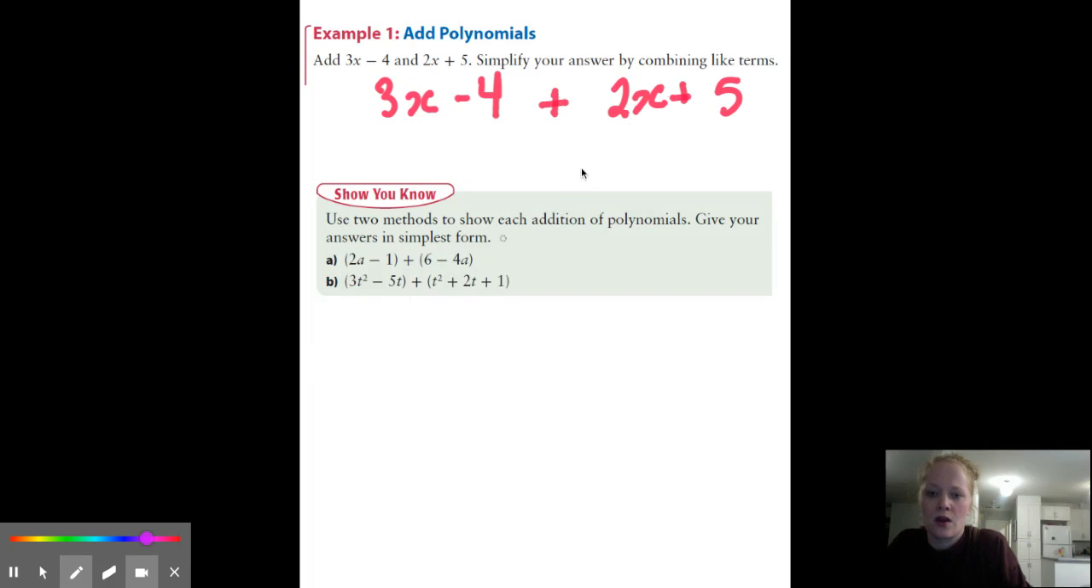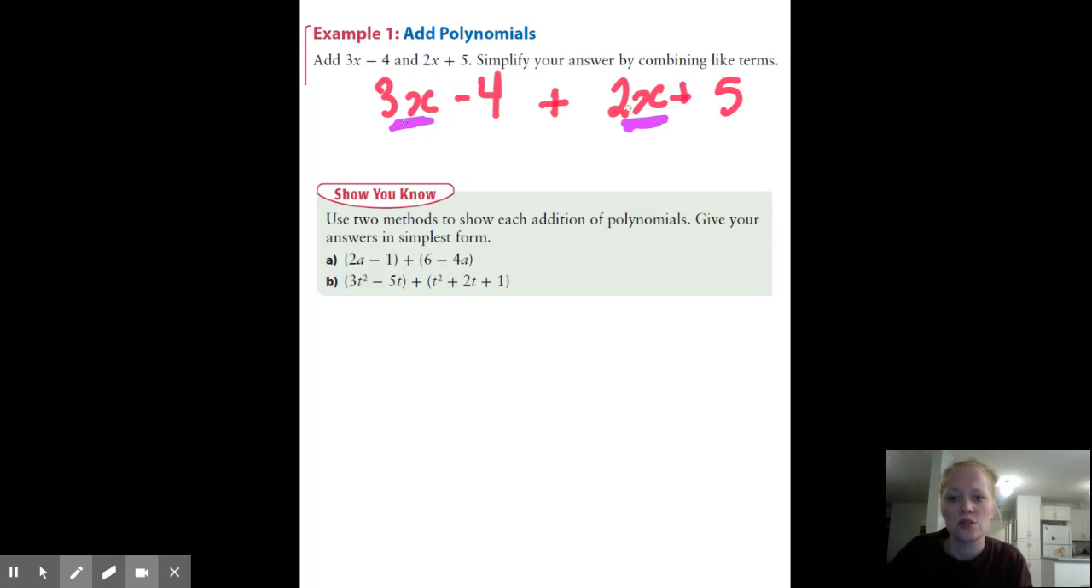So in order to add, we group like terms. So 3x is a like term with 2x, and then we are just going to add our coefficients. So 3 plus 2 is 5, so this becomes 5x. And then our other like terms are negative 4 and positive 5, so we should have plus 1. That is all there is to it.